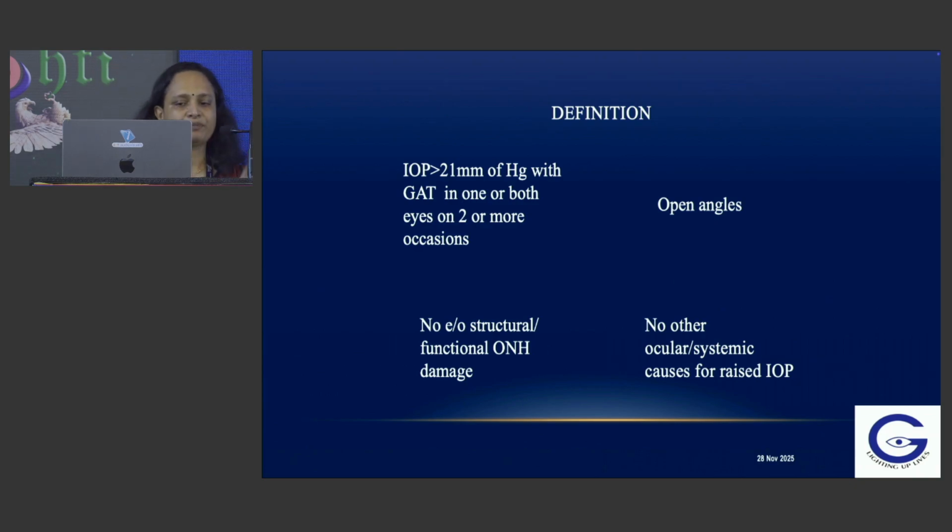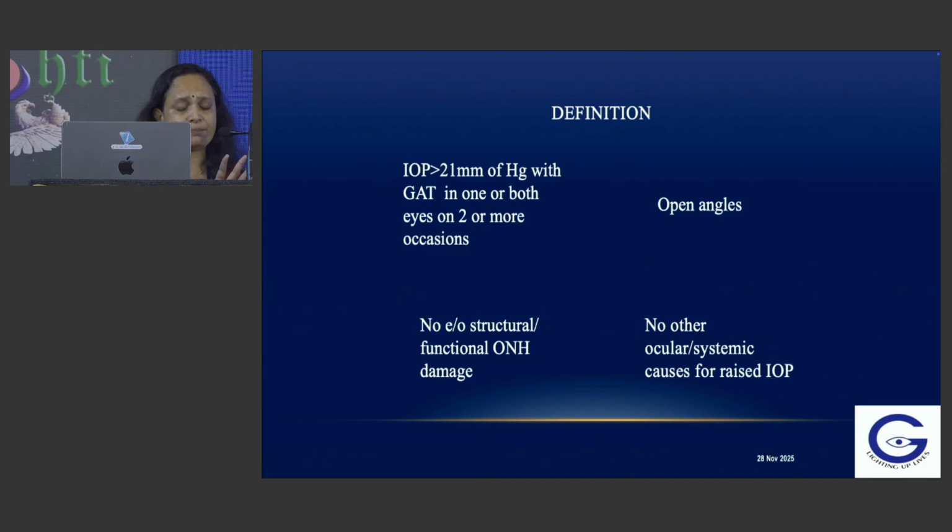In one or both eyes on 2 or more occasions. Sometimes, usually with NCT, we check the intraocular pressure and it may show high, maybe 22, 23, and the patient might be started on medication. It doesn't mean that the pressure is accurate. So if you see a pressure rise with NCT, kindly repeat it with applanation tonometry, and a minimum of 2 to 3 readings are required to make sure that the IOP is high.